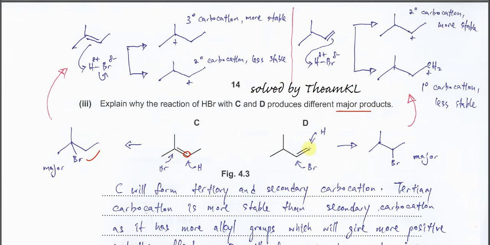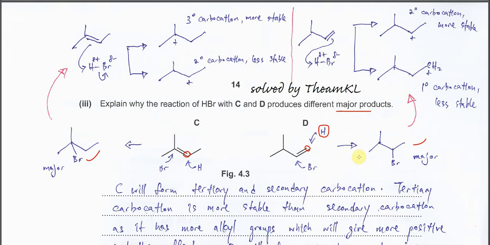For D, this carbon has 2 hydrogens, so the hydrogen from HBr will bond to this carbon according to Markovnikov's rule, and this carbon will bond to the bromine and form this major product. You see, the major products of C and D are now different.